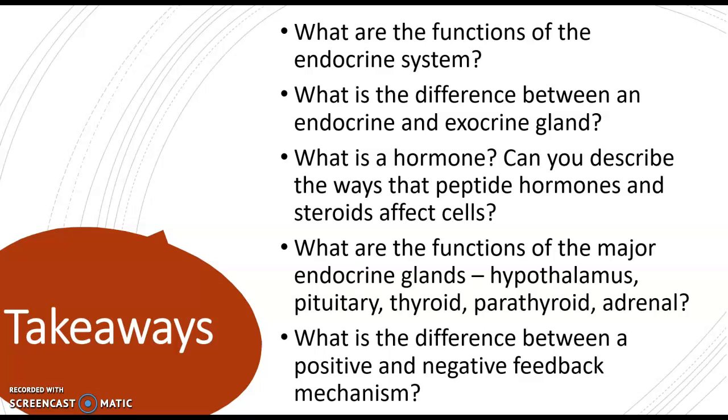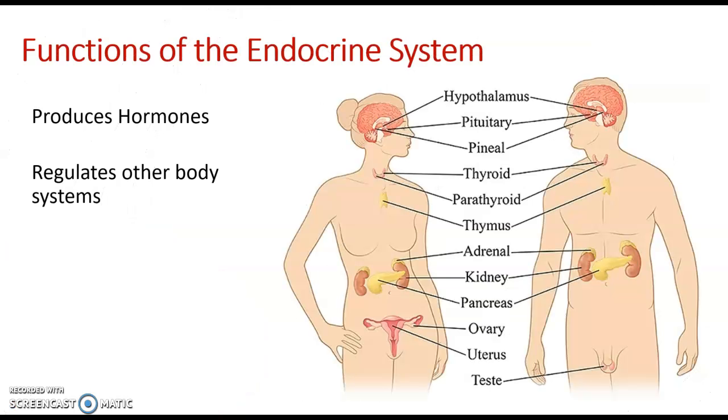What are the functions of the major endocrine glands? So we're going to look at the hypothalamus, the pituitary, the thyroid, the parathyroid, and the adrenal glands. And then we want to know the difference between a positive and negative feedback mechanism when it comes to hormones.